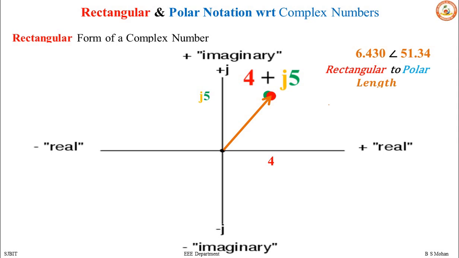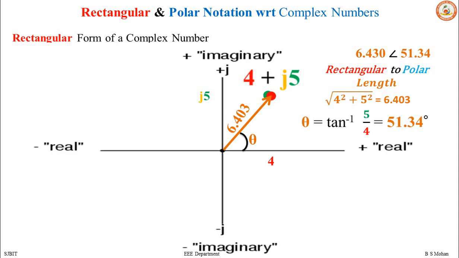So how do we convert rectangular to polar form mathematically? The square root of 4 square plus 5 square would give you 6.403, which is nothing but the hypotenuse. The base and opposite side give you the hypotenuse. And the angle is given as tan inverse of 5 by 4, which is 51.34. So one can use this or simply use a calculator, which we'll be discussing in the upcoming slides.